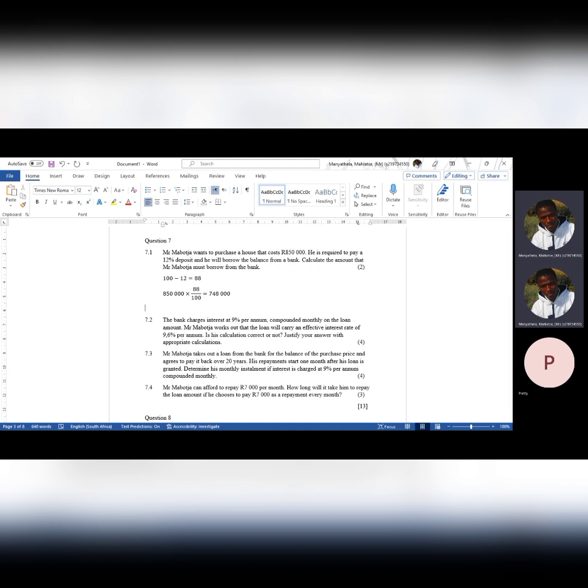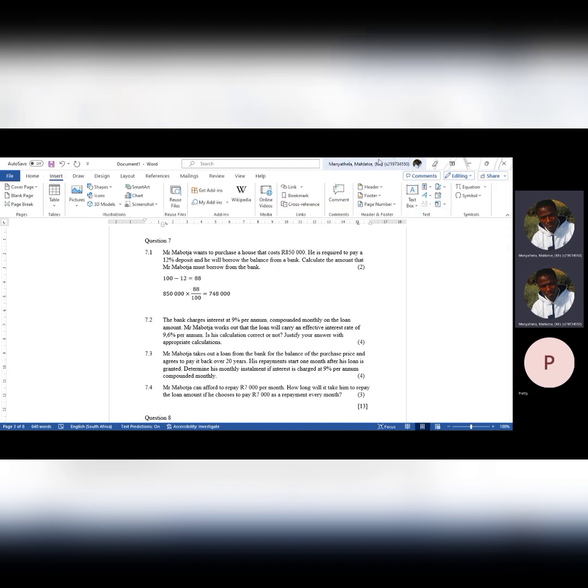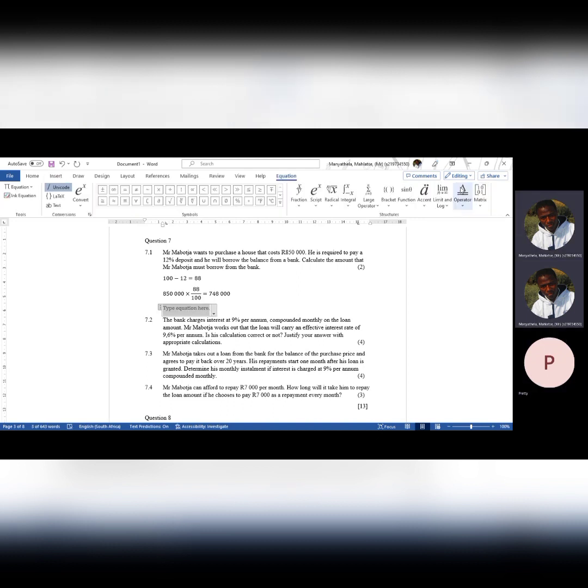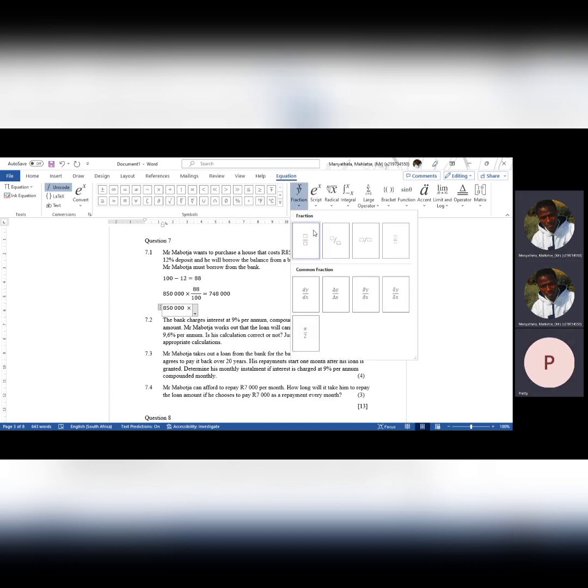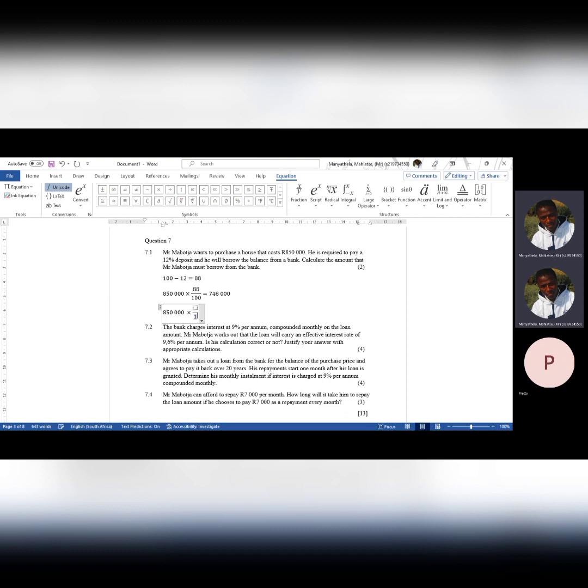Or alternatively, once you are given 12%, you can say 850,000 multiplied by 12%. It will give you an answer. Multiplied by 12 over 100. Yeah, you're saying 850,000 times 12 over 100.